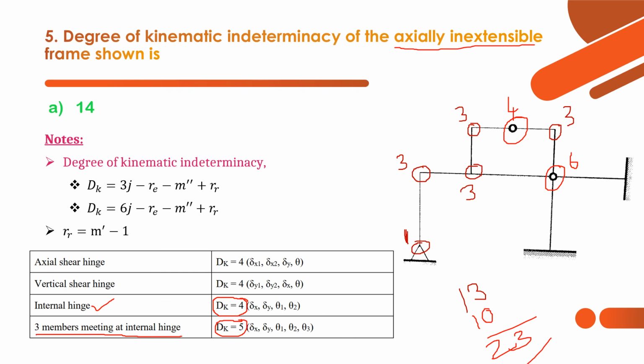That means we have to reduce by the number of rigid members. How many members are there? Just counting all the members, we have 9 members in total. That's why we subtract the number of members, because they are all axially inextensible. So 23 minus 9 is 14. The degree of kinematic indeterminacy in this frame is 14. Either we can use this formula, or we can use the concept of degrees of freedom, using force releasers and the degree of freedom given at the supports.